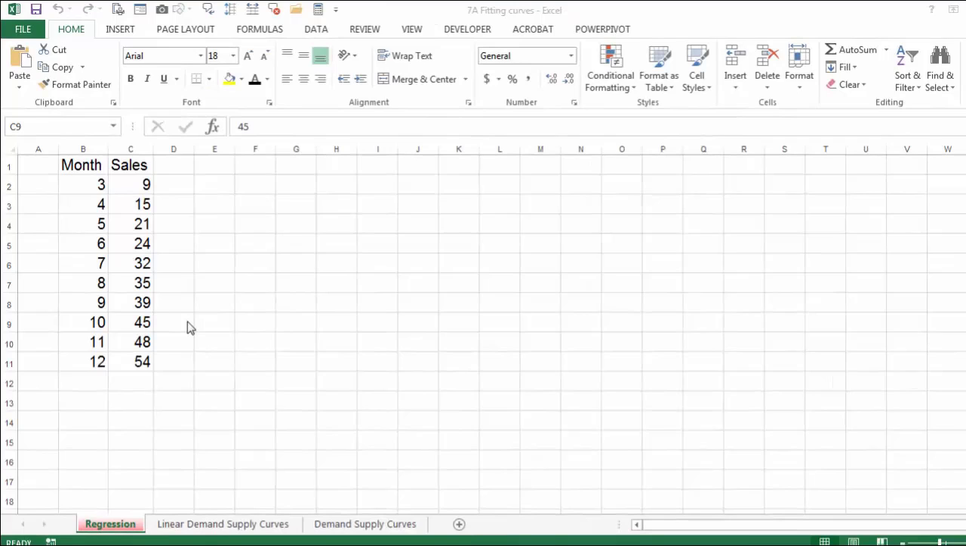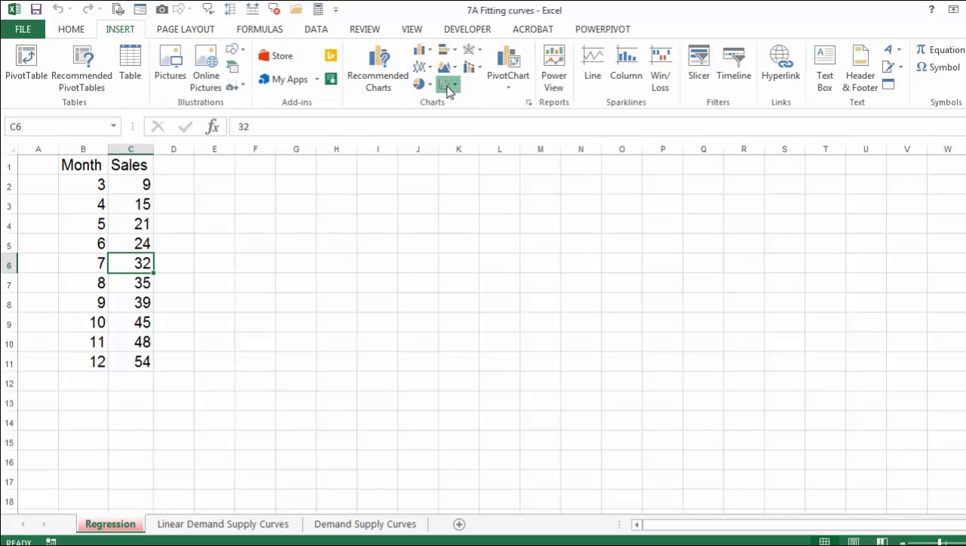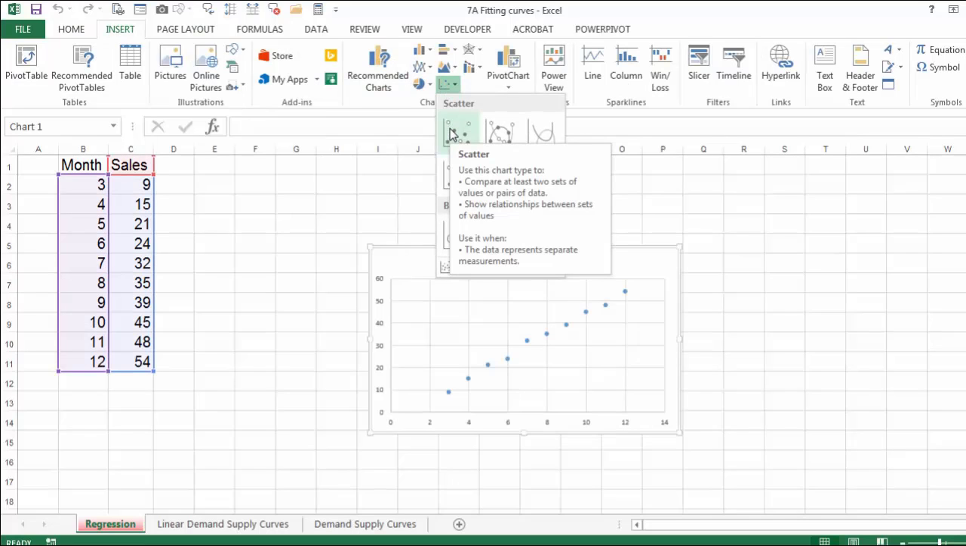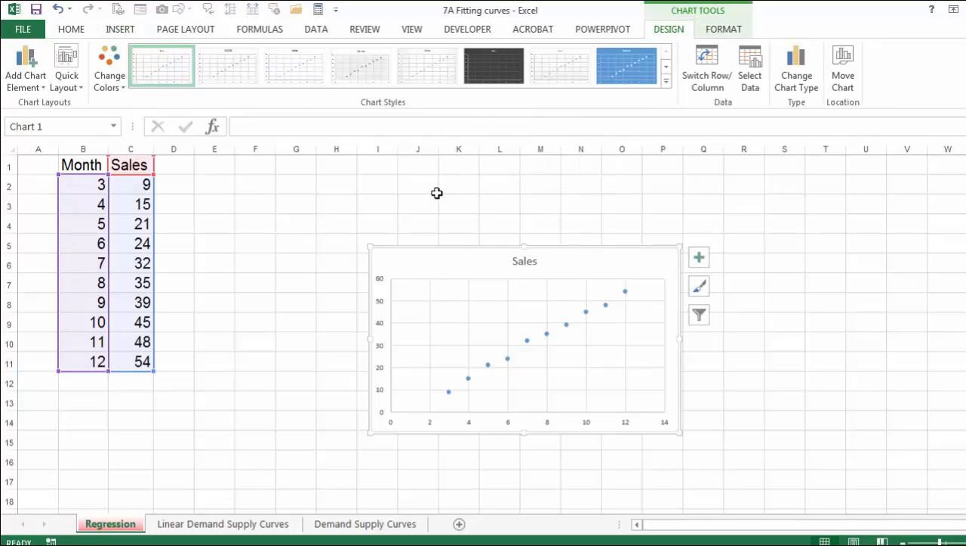That is to help you with the case study that we have for this workshop. I'll start with a simple example where you want to try and forecast sales as a function of time. In this case, that's going to be month. I'm going to use the scatter chart, insert, scatter chart. And this basically represents the relationship between month, time, and sales. It's very simple to do.